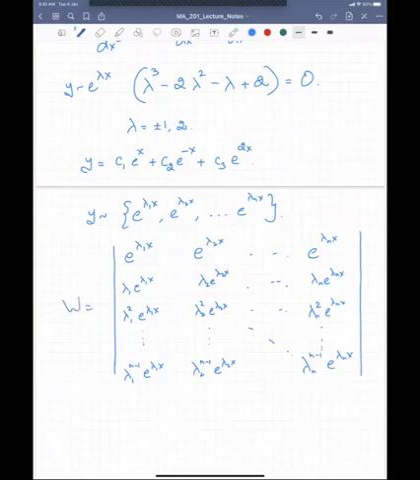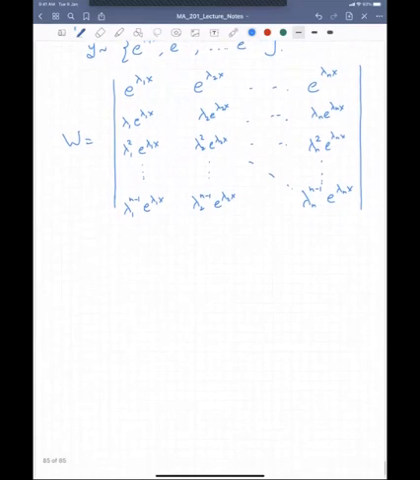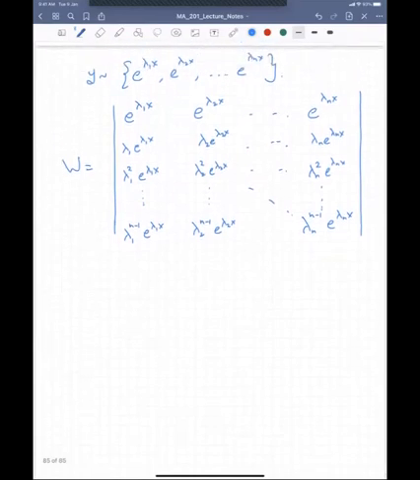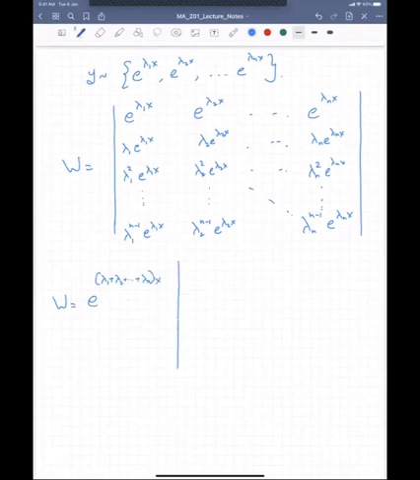Okay. And you can show by general arguments that this is indeed non-zero. So the way to do this is to pull out an e to the lambda 1 x from the first column, e to the lambda 2 x from the second column, and so on, from the determinant. So you would have an e to the lambda 1 plus lambda 2 and so on, times x outside. And then this becomes 1, lambda 1, lambda 1 squared, 1, lambda 2, lambda 2 squared.